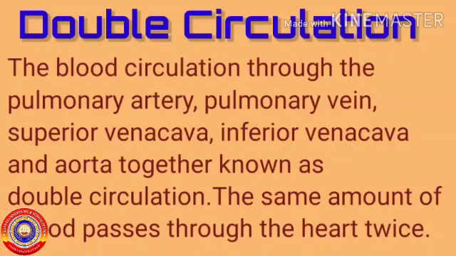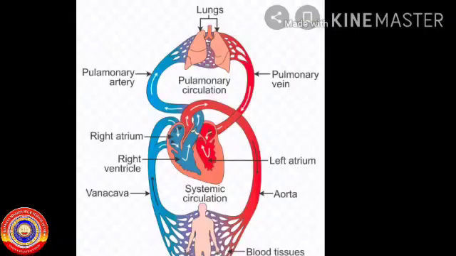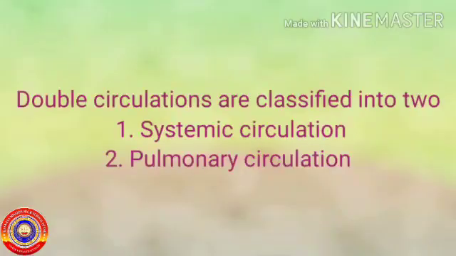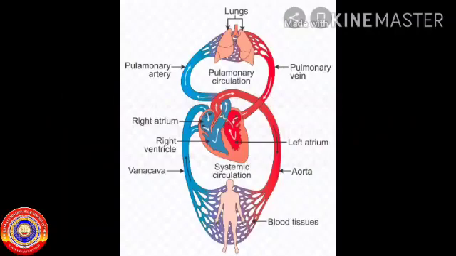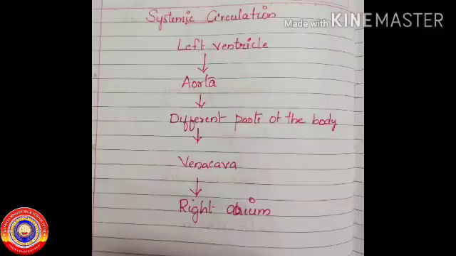The blood circulation through the pulmonary artery, pulmonary vein, superior vena cava, inferior vena cava and aorta together constitute the double circulation. Double circulation is classified into two: systemic circulation and pulmonary circulation. Systemic circulation is the circulation that starts from the left ventricle and ends in the right atrium after circulating throughout the whole body.